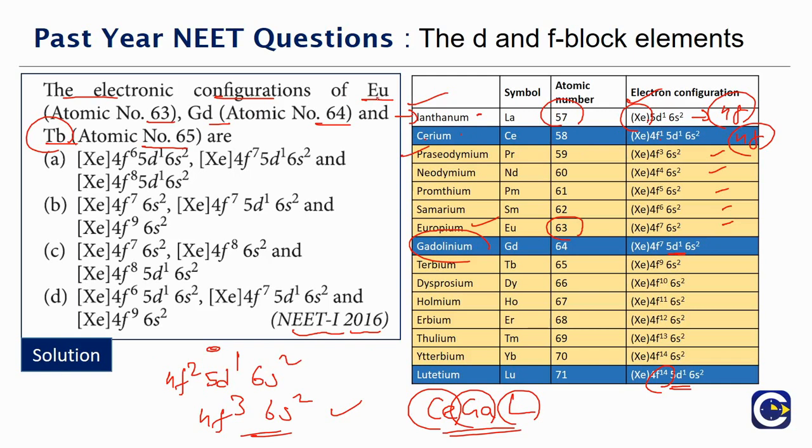So europium is 63, which means we are adding 6 electrons. Europium is not going to have an electron in the 5d, which means we are adding 6 electrons plus the d electron also will be shifted to the f. So let's look at the europium arrangement. It is xenon 4f7 6s2.